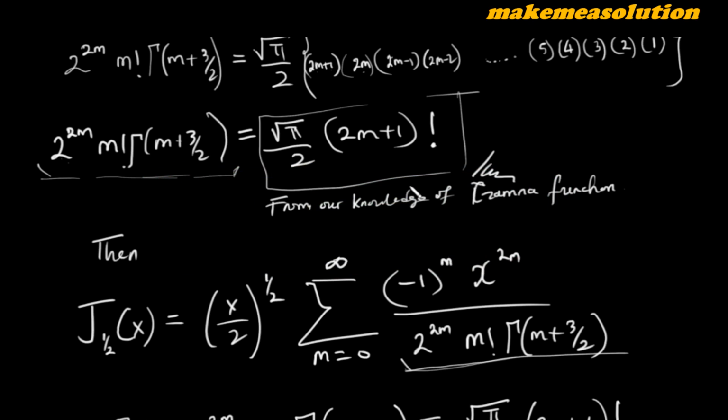So the last part of the question will be for us to find the solution to the third part, which is to prove that the Bessel function of n plus the Bessel function of minus n is equal to 0.